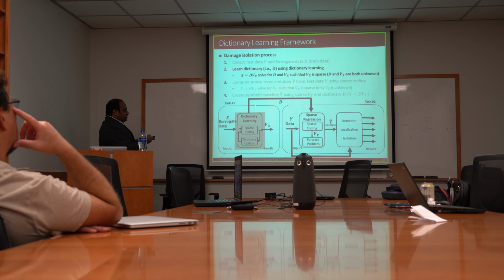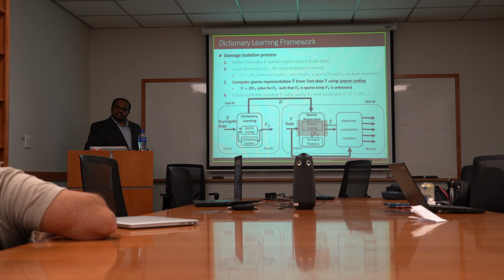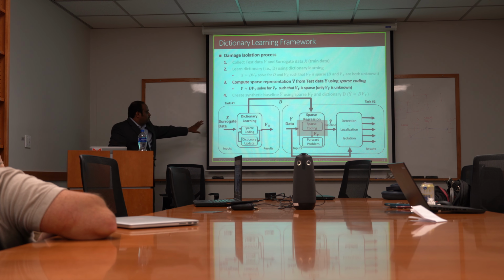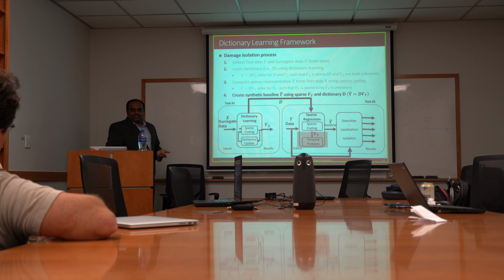So once I have the dictionary, I transfer it to solve a task on a different structure. Now we have a known D, which is coming from the structure which we learned here. And then we have our test data. Using the test data and the known dictionary, you can again do the sparse coding to find the dispersion curves or the sparse coefficients called Vy. And again, once we have that, we can do the forward problem to get the baseline.